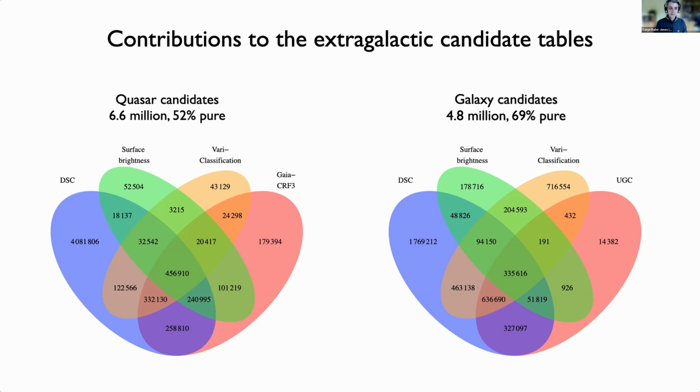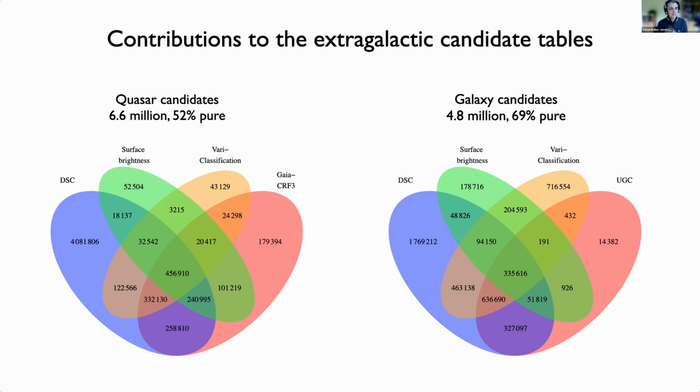I emphasize the word candidate here because, of course, we don't claim very high purity, for various reasons I'll mention. And so you can see the different classifiers. For example, on the left for the quasar candidates, we've collected a set of something of the order of 6.6 million candidates, although with a purity of only around 50%. And you can see which of the different modules are contributing to this. Quite a large amount is coming from DSC because of its focus on completeness rather than purity in DR3. But there are a number of additional candidates being proposed by other classification algorithms.